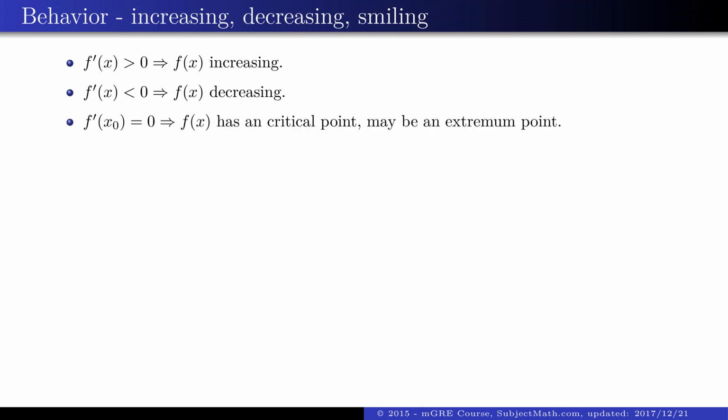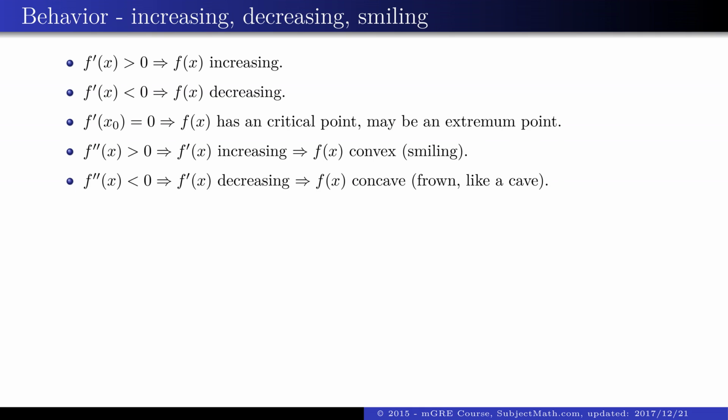Positive f prime implies f is increasing, whereas negative f prime implies f is decreasing. When the derivative is 0, we may get an extremum point. The second derivative conveys info about whether the function is convex or concave. Positive second derivative means that the function is smiling, and negative f prime prime means that the function is frowning.